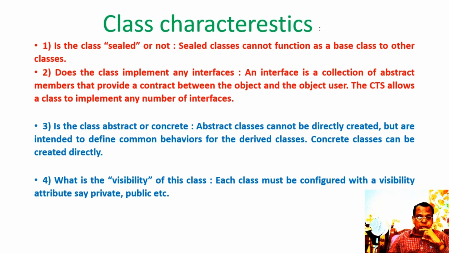Point number 2: does the class implement any interfaces? An interface is a collection of abstract members that provide a contract between the object and the object user. The CTS allows a class to implement any number of interfaces.